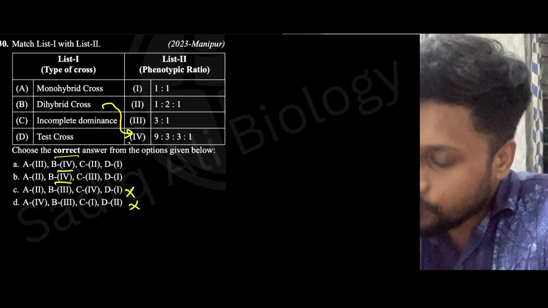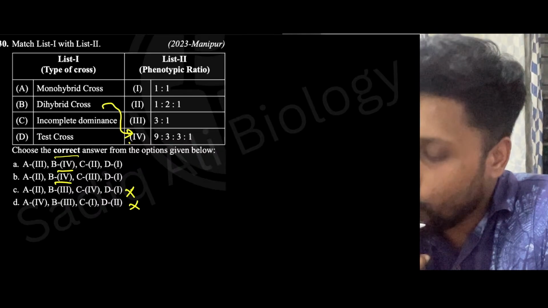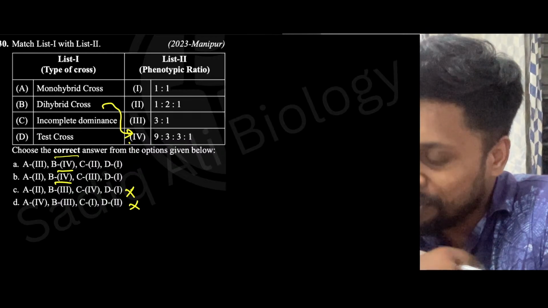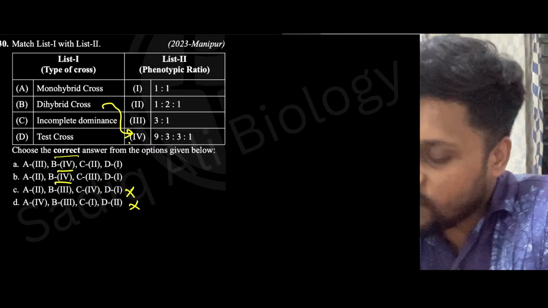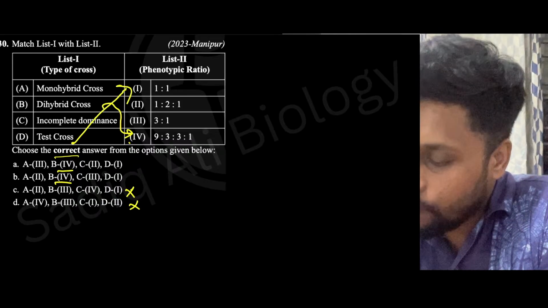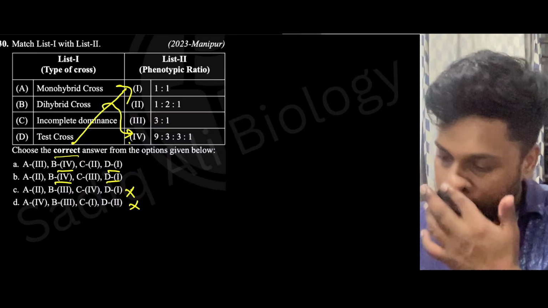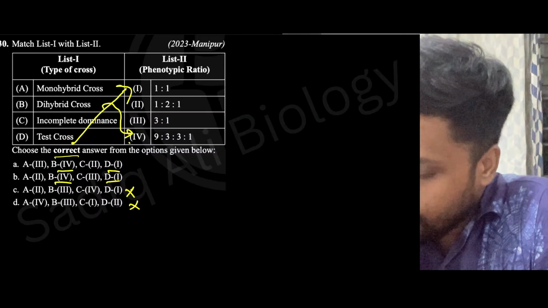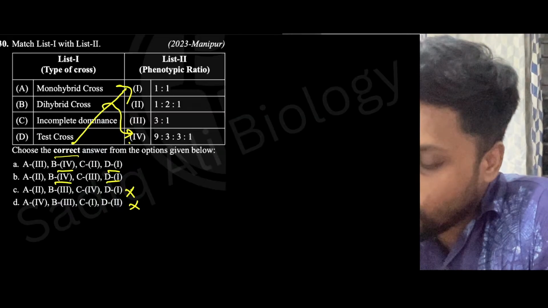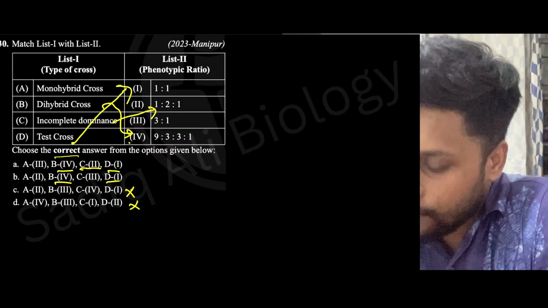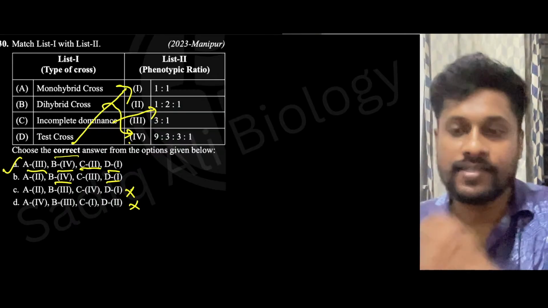Now, what else? Test cross is 1:1. D1, again D1. Now you can see incomplete dominance means what? 1:2:1. So C2, C2. A3, monohybrid cross 3:1. Option A will be the answer.